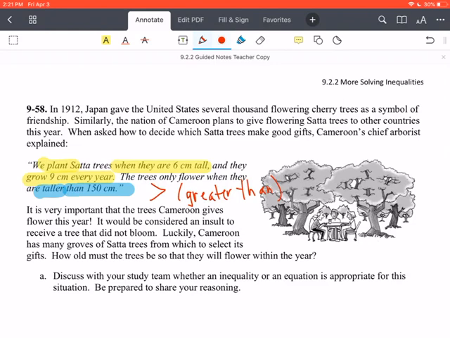It says, it is very important that the Cameroon trees give flowers this year. It would be considered an insult to receive a tree that did not bloom in their culture. So luckily Cameroon has many groves of sada trees from which they select its gifts. How old must the trees be in order so that they will flower within the year?